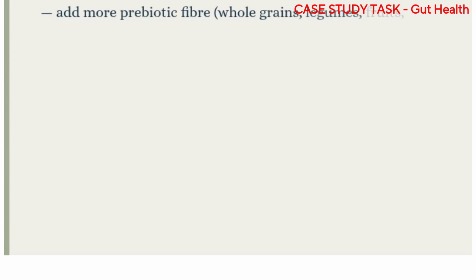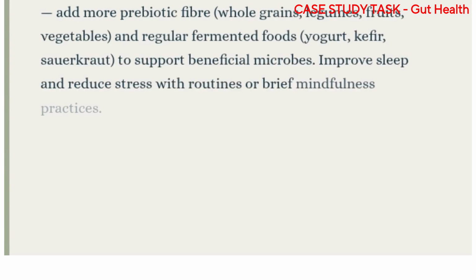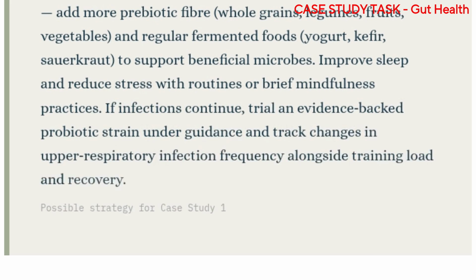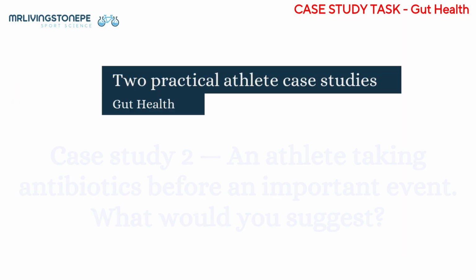A possible strategy for case study 1 to promote a healthy gut might be to start with food first, add more prebiotic fiber, whole grains, legumes, fruits, vegetables, and regular fermented foods, yogurt, kefir, sauerkraut, to support beneficial microbes, improve sleep, and reduce stress with routines or brief mindfulness practices. If infections continue, trial an evidence-backed probiotic strain under guidance and track changes in upper respiratory infection frequency alongside training load and recovery.